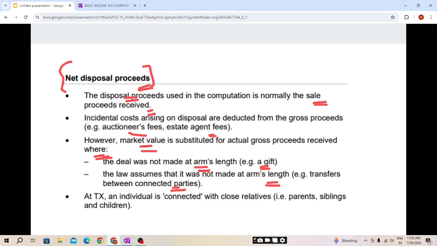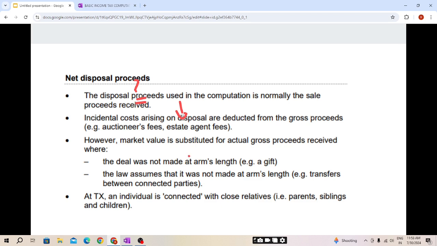If the market rate was 200,000 pounds and we have sold the asset only for 50,000 pounds, this means the transaction was not done at arm's length. So the disposal proceeds means the sale proceeds which we receive from selling the asset, and we will deduct the cost which we have incurred in order to sell the asset. But if we gift an asset, we will not receive any proceeds.